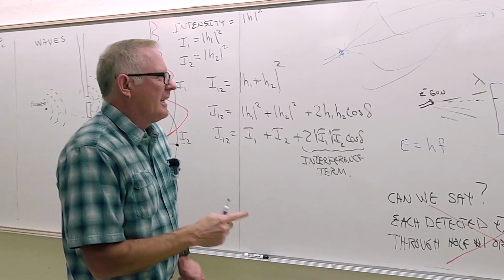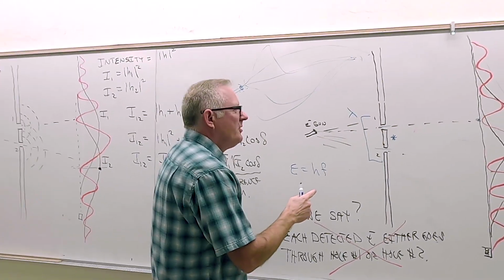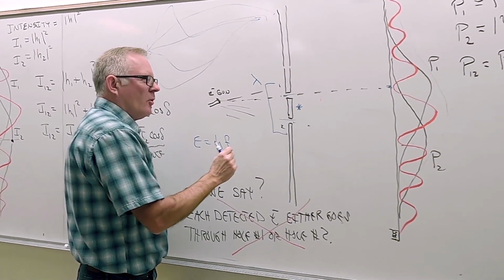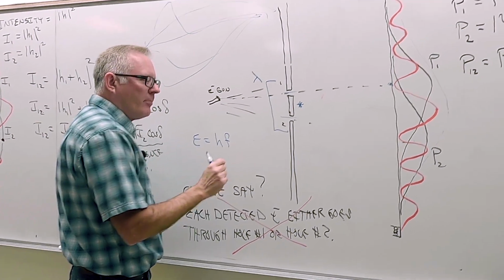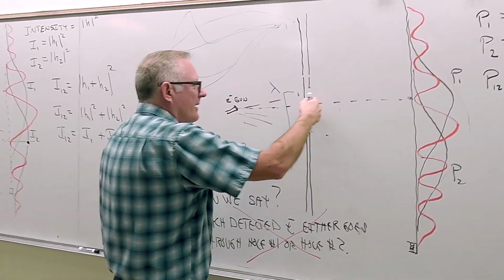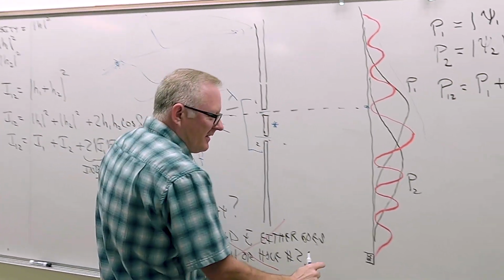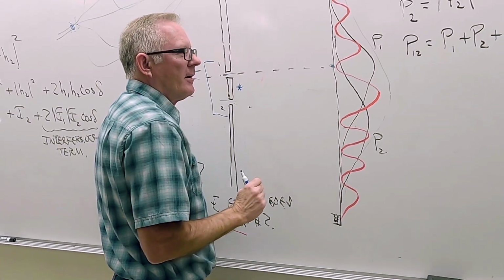So it looks like electrons, when you don't look at them, act like waves. When you detect them, they act like a particle. This electron acted like a wave when it went through here. It interfered, but when you detected it, it acted like a particle.